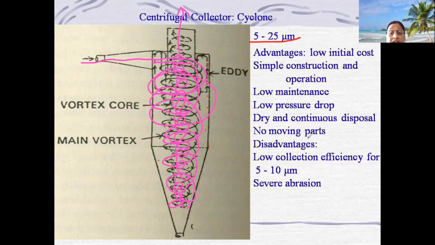And severe abrasion. What is meant by abrasion? The particulate matter present in this laden gas strikes upon the inner wall of the cyclone separator, and when it strikes that wall, abrasion of that wall is performed. In turn, after some years, it becomes weakened. Okay, this is about the cyclone separator.